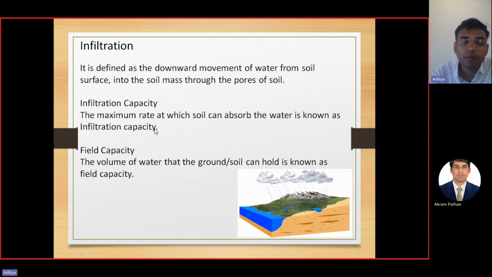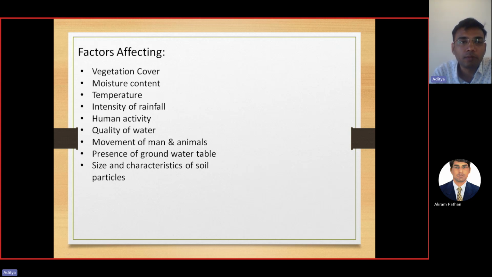One more thing, that is infiltration capacity. The maximum rate at which soil can absorb water is known as infiltration capacity. And field capacity, the volume of water that ground and soil can hold, is known as field capacity. Again, these are very important terms for overall hydrological modeling.